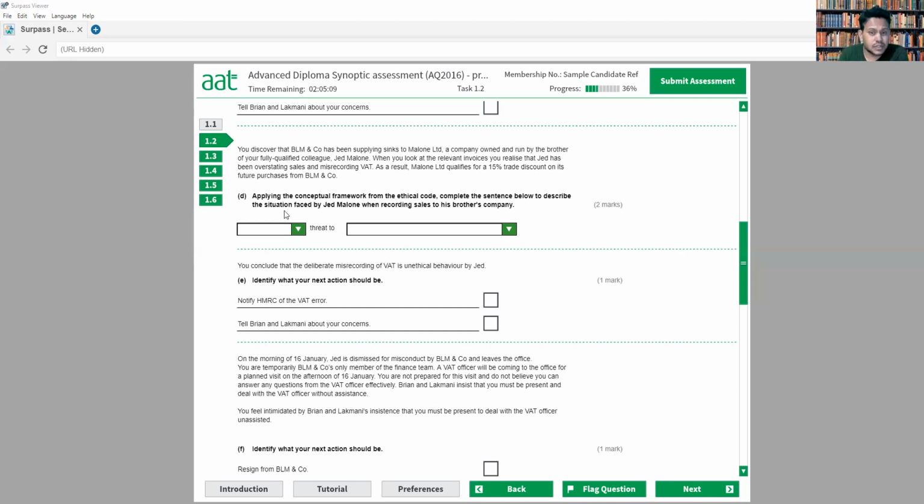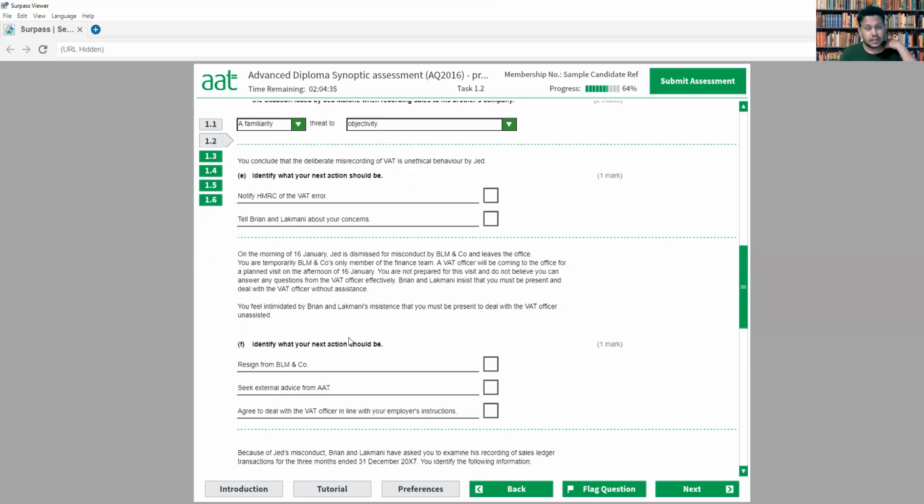So let's have a look at what the question is here. Applying the conceptual framework from the ethical code, complete the sentence below to describe the situation faced by Jed Melon when recording the sales to his brother's company. As we already know, it's a familiarity threat because his brother is there. If there is any connection with a family member or friend, it is a familiarity threat and a threat to objectivity, because he will be biased here. He will not be fair, because he is intentionally showing more sales to qualify for a trade discount. All right, so let's have a look at the next one.